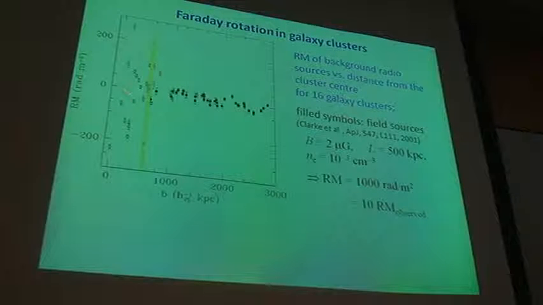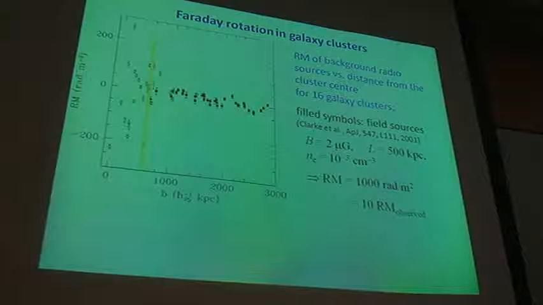Now look at this. There's a clear difference here. RM for these black dots clearly fluctuates around 0, right? But white dots, open circles, clearly and widely deviate from 0. And the closer you are to the center, the stronger is this deviation. So this is the evidence. How many clusters? 16 galaxy clusters, right? And out of 16 galaxy clusters, there is none where the white points cluster around 0. All these 16 clusters produce random, but significant Faraday rotation.